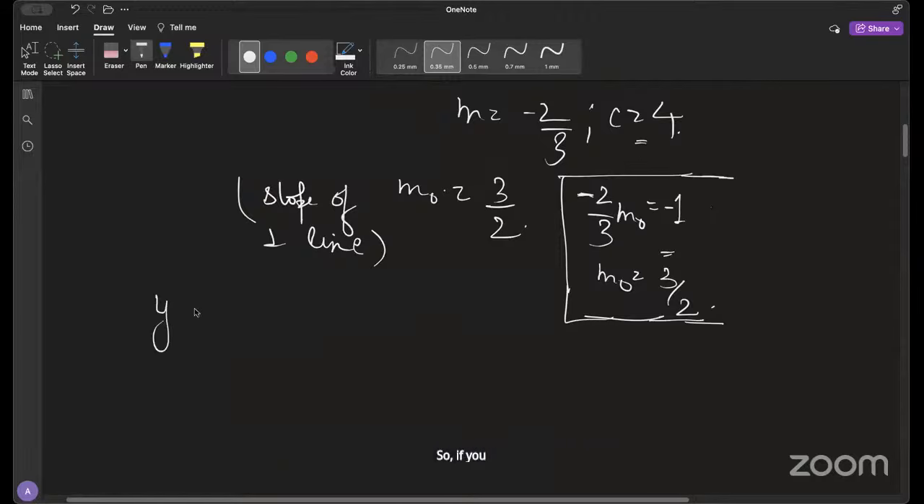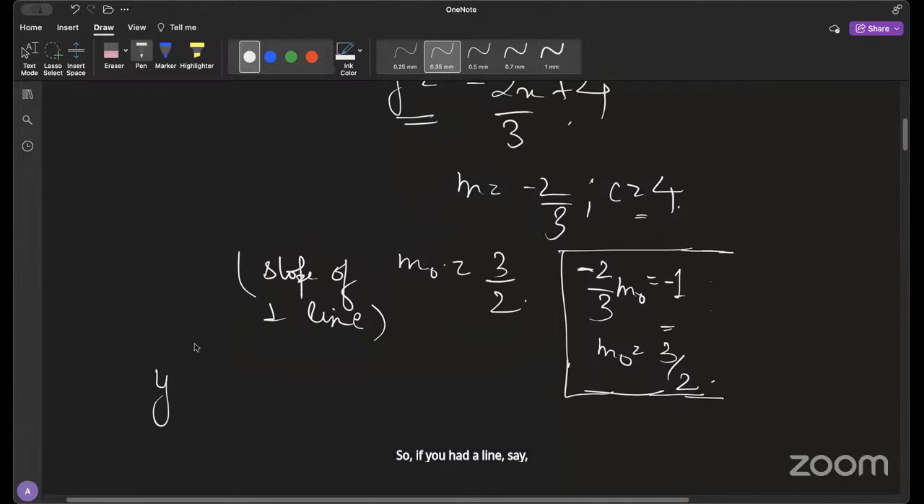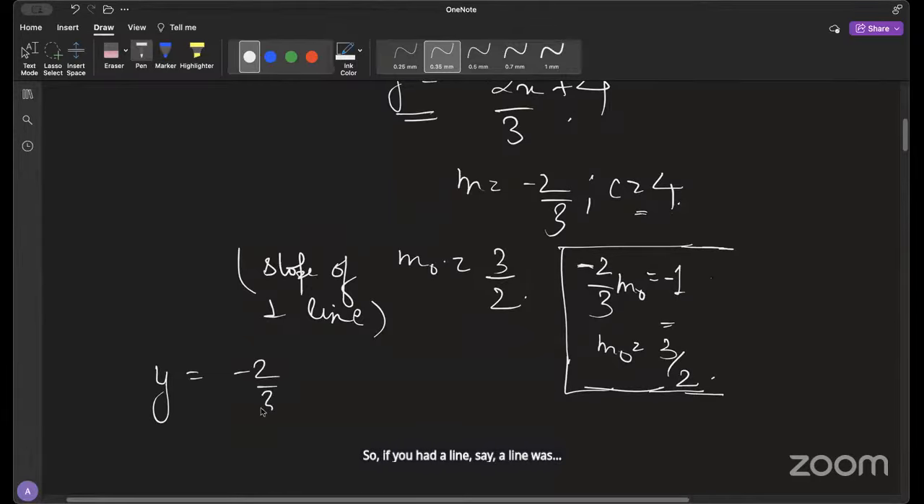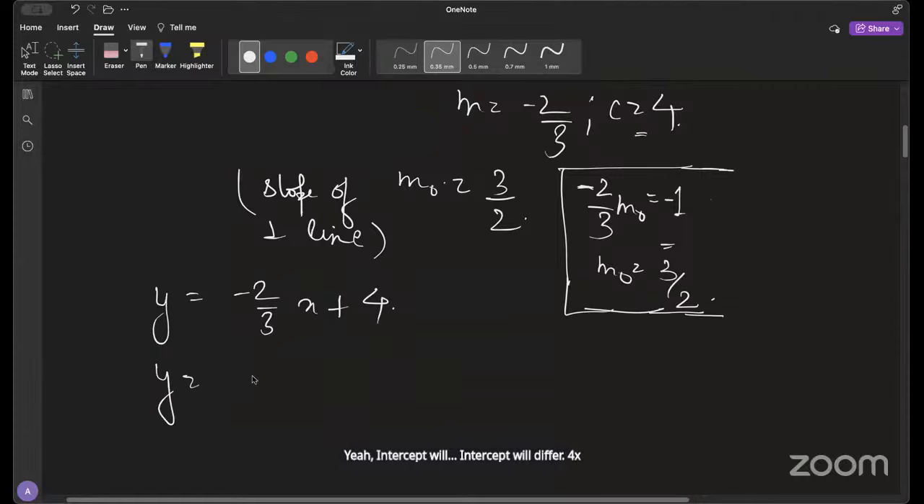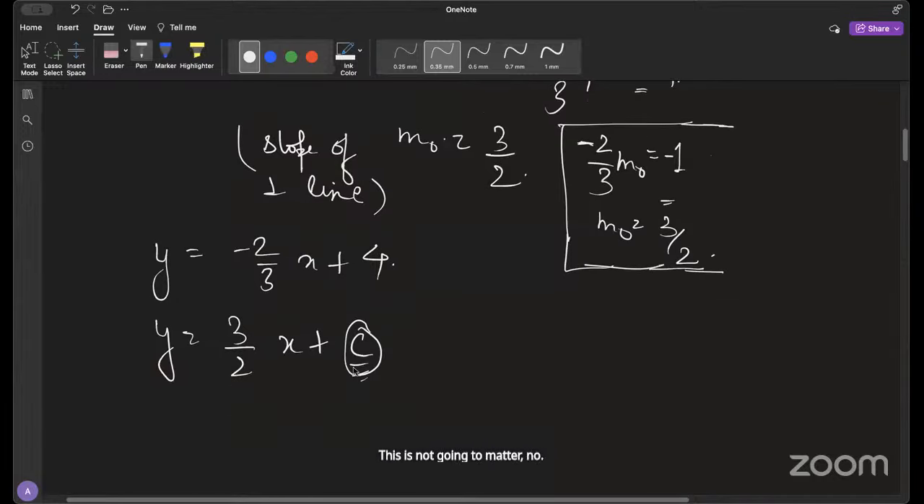So if you had a line, say, with slope -2 by 3, the intercept will differ, 4 by 2, or 4 by 3. This you can choose; it's not going to matter. The intercept is nowhere related. It's a constant, you can choose it to be anything. So these two lines will be perpendicular to each other.